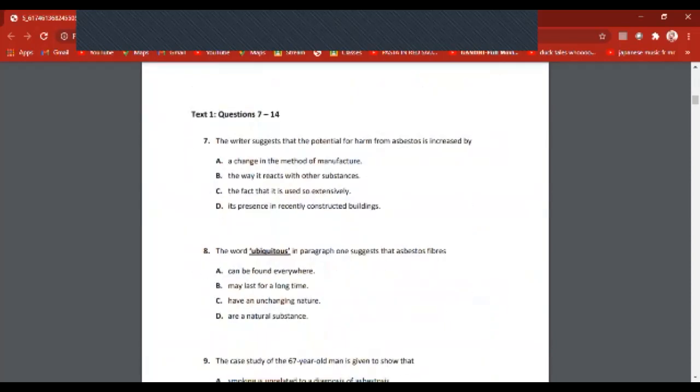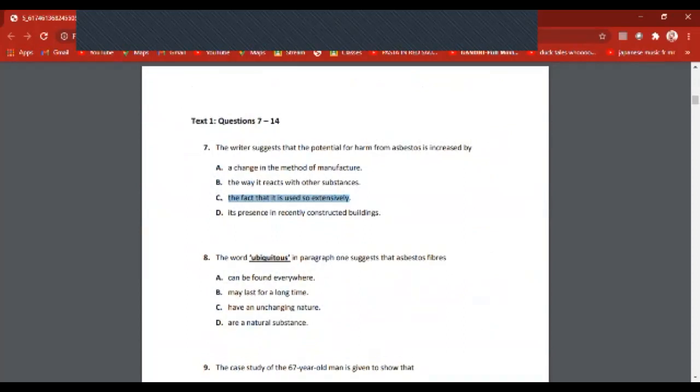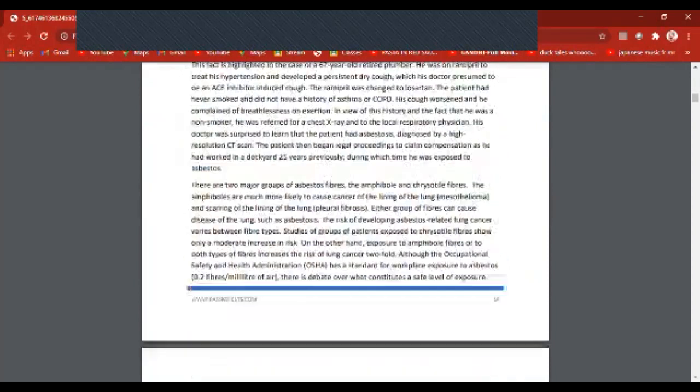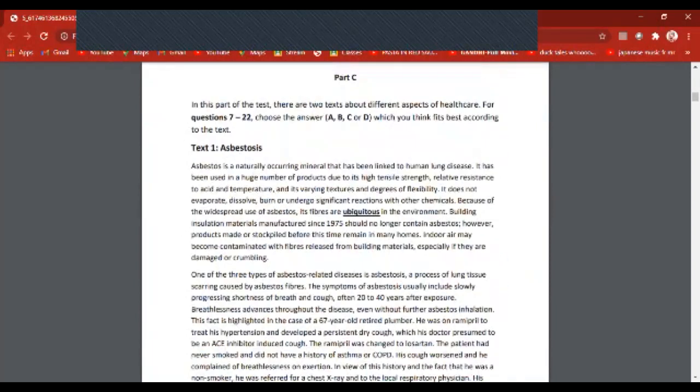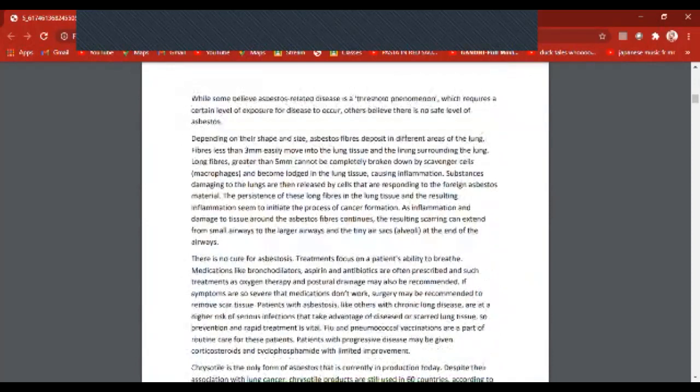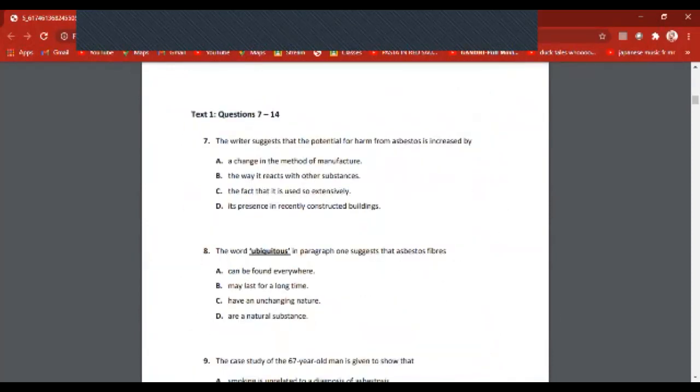Very good. Coming to the third one, the fact that it is used extensively. Now we're talking. As you can see, because of widespread use of asbestos, its fibers are ubiquitous in the environment. So this is the reason right here. So most probably that's the answer, but still consider the last one.